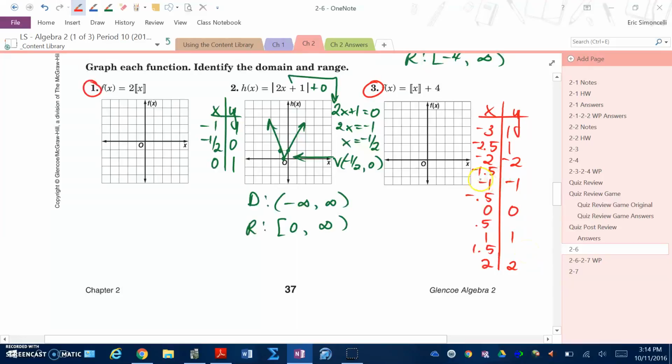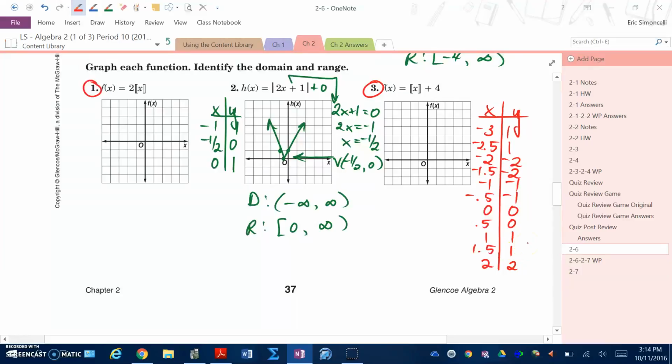But what about, again, those half increments? Negative 1.5, the integer that is less than or equal to negative 1.5 on a number line would be negative 2. Negative 0.5 would be negative 1. 0.5 would be 0. 1.5 would be 1.